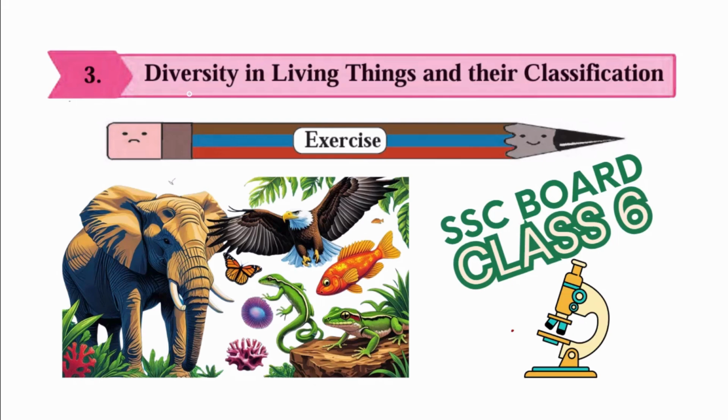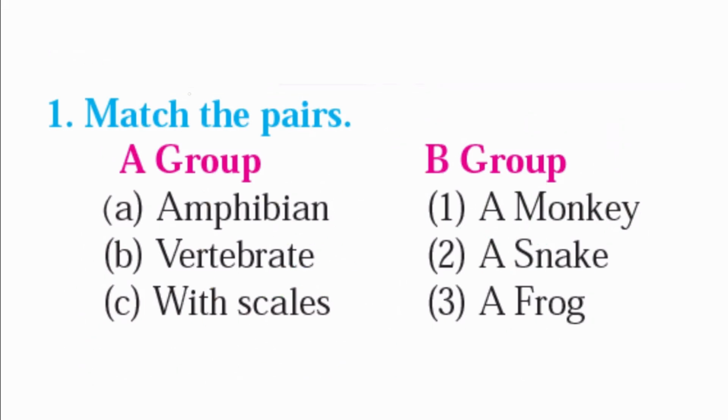Hello friends, today we are going to see the exercise of the third chapter, which is Diversity in Living Things and Their Classification. Let's start the session. First question is match the pairs.